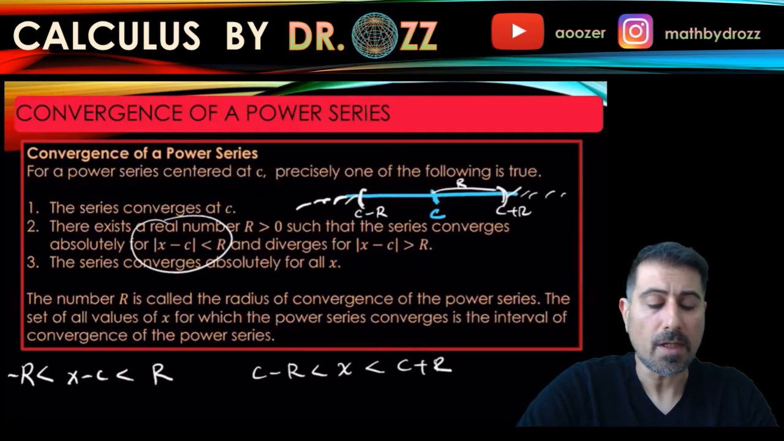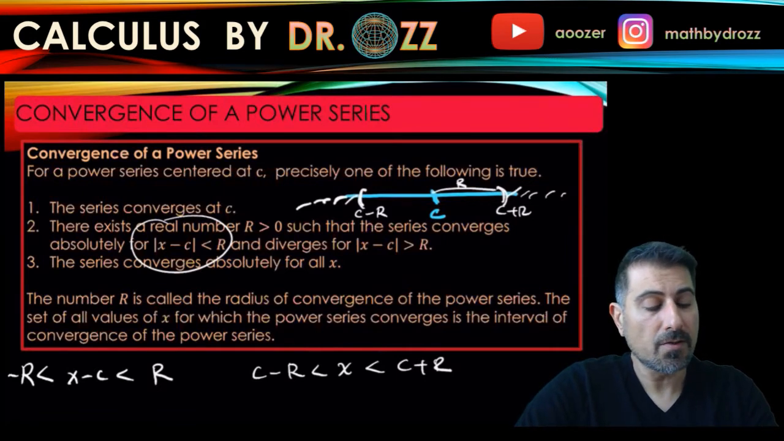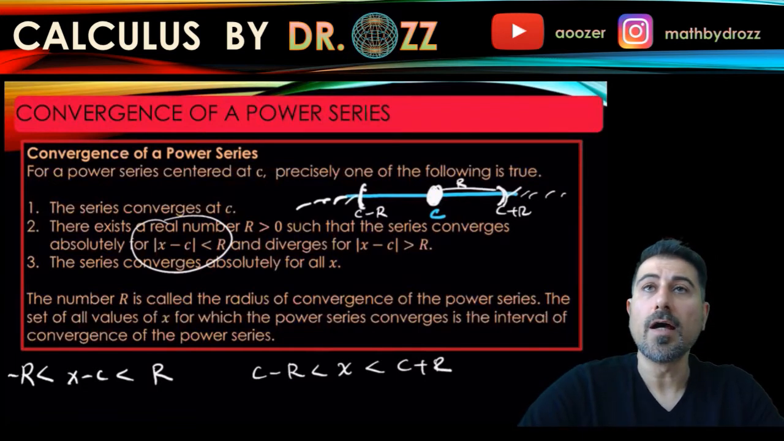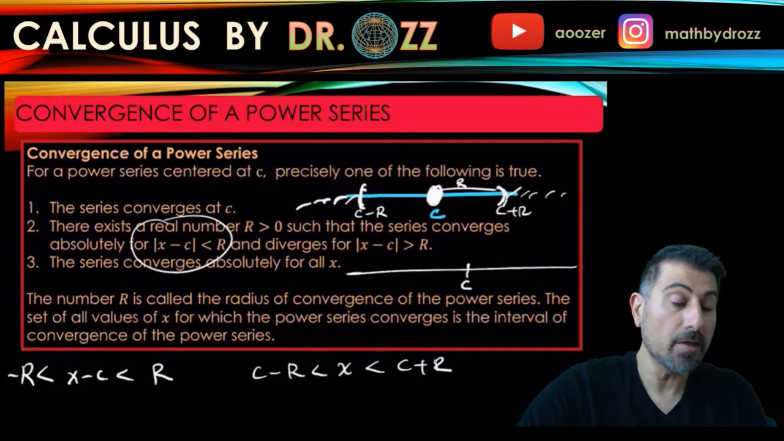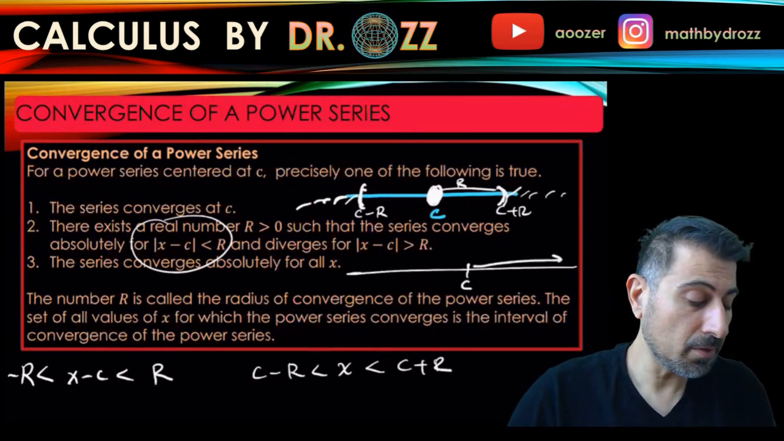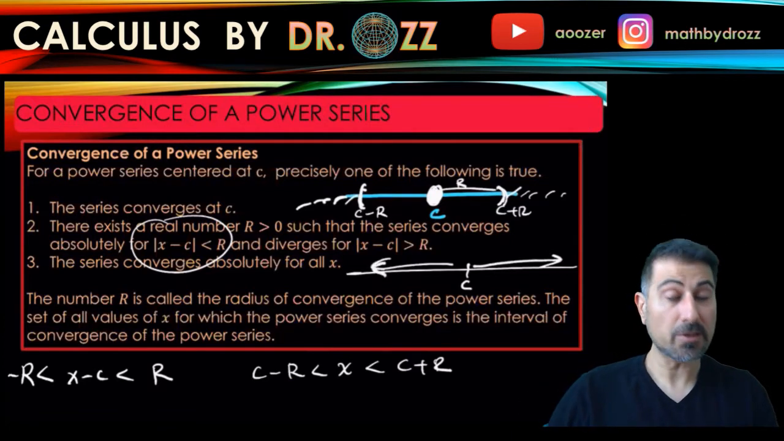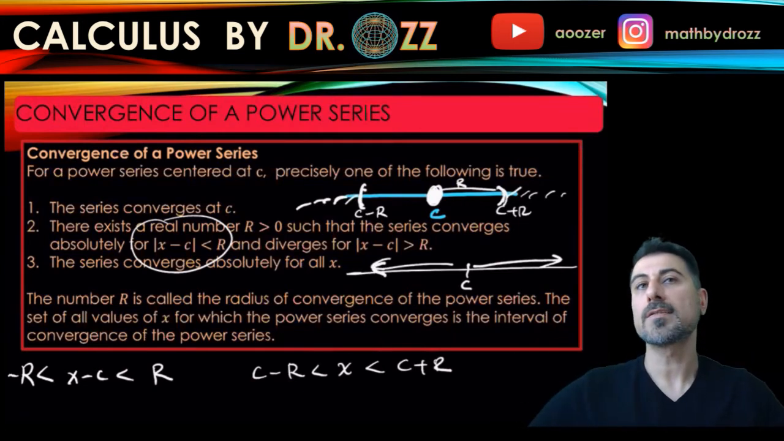And the third case scenario could be that the series converges absolutely for all X. So it's a point convergence, either just converges at C, converges in this interval with finite R, so R is a number, and in the third case scenario, it converges everywhere. So there's no R. R is infinity, in fact. You can go infinitely many units in this direction, infinitely many in that direction. So it's in fact convergent for all X.